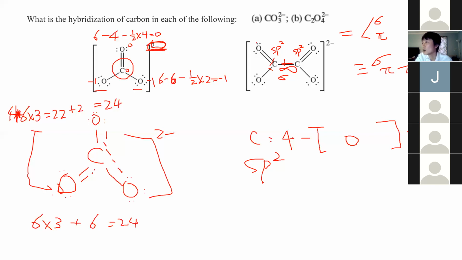For this oxygen here, it's also sp2 hybridized. It has a double bond and 2 lone pairs, so that's 3 electron groups. And for this oxygen here, it's going to be sp3, because it has 3 lone pairs and 1 single bond, that's 4 electron groups. So that's sp3 hybridized.